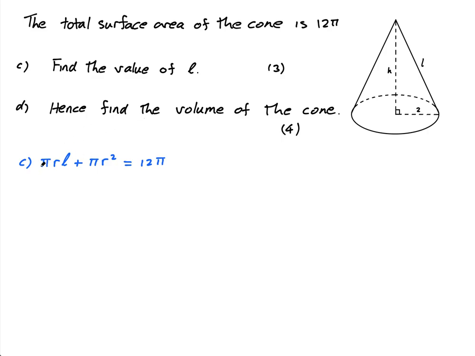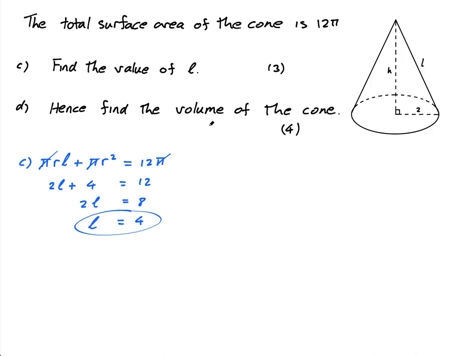Now straight away what I would do, guys, is you don't have to do this right away if you don't want, but you can just divide across by pi. So get rid of all the pi's. So I have rL plus r squared is equal to 12, but I know r. r is the radius, it's 2. So it's 2L plus 2 squared, which is 4, equals 12. 2L equals 12 minus 4, which is 8. L is equal to 4. Not that bad, I think.